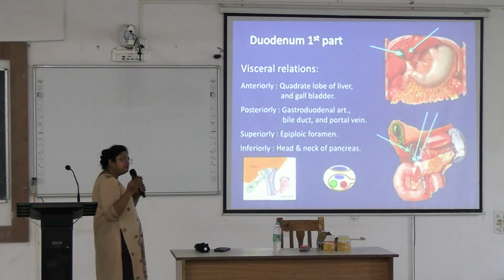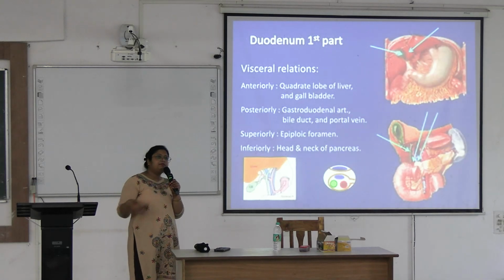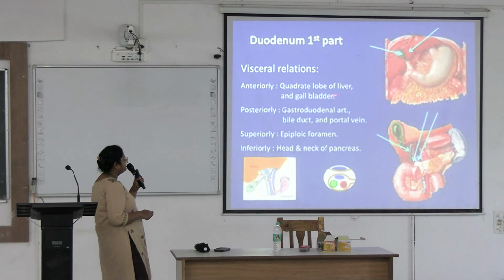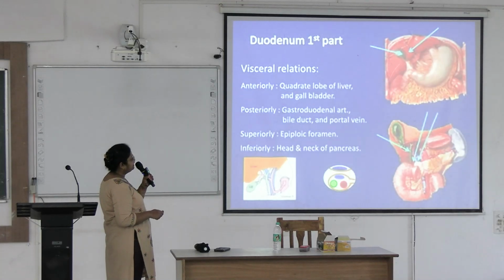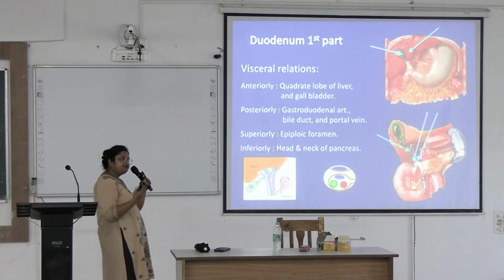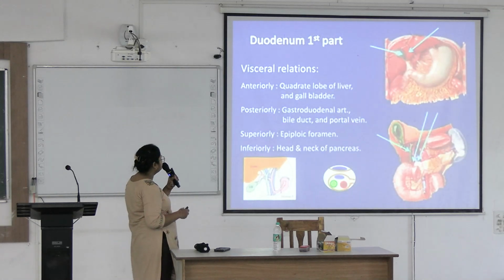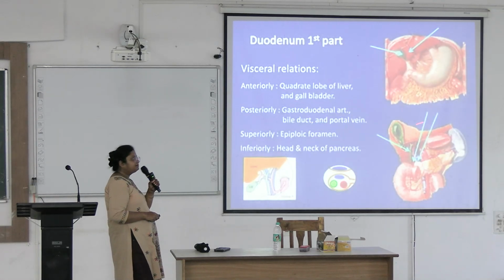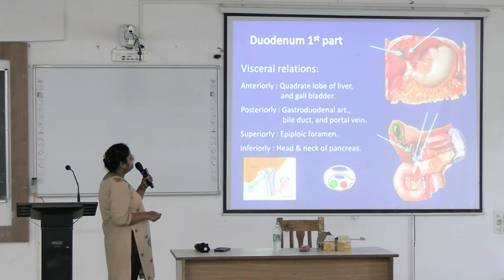So next we are going to the relations of these four parts. First part, visceral relations here. See, these are the other viscera attached here. Stomach, pyloric end. So this is the first part. Anteriorly lies the quadrate lobe of the liver and the gallbladder, on the inferior surface of the liver, as you have seen. Posteriorly lies the gastroduodenal artery, bile duct, and the portal vein. And superiorly lies the epiploic foramen.